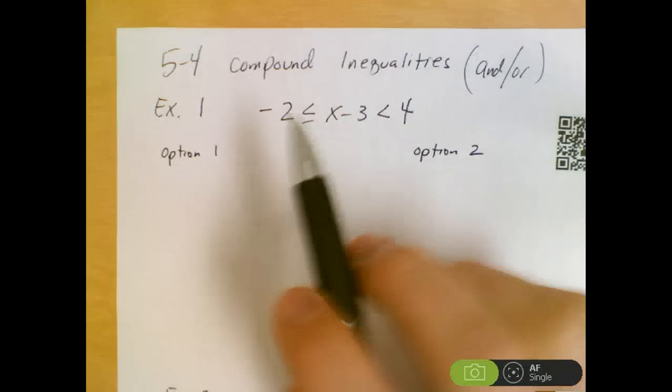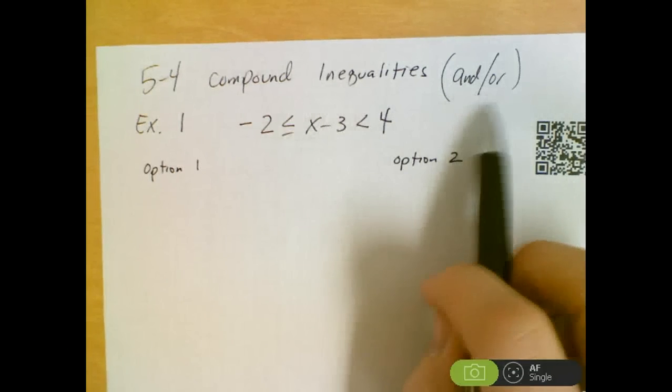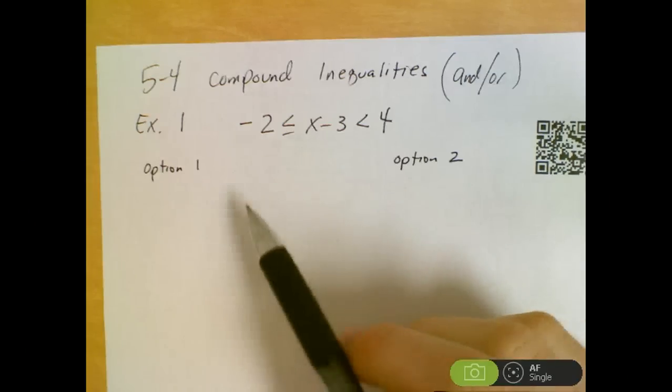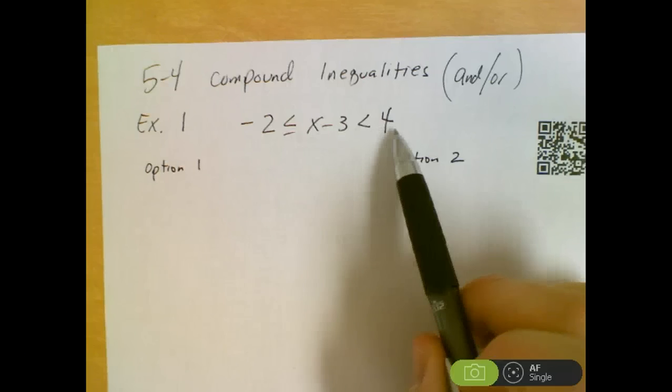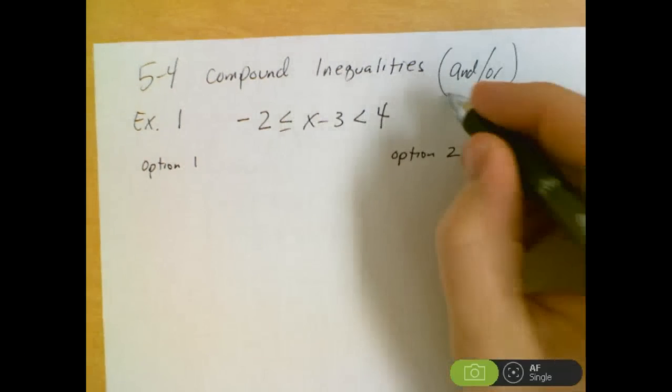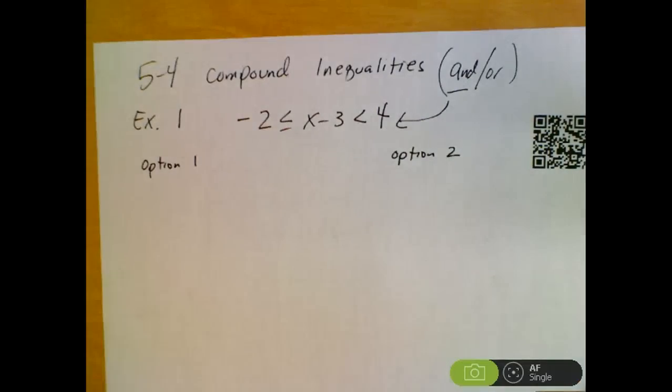5-4, we're getting into compound inequalities. These are going to have "and" or "or" in them. So this one here, negative 2 is less than or equal to x minus 3 is less than 4. This is an "and" problem. I call this a sandwich.